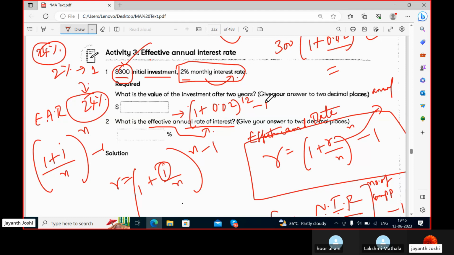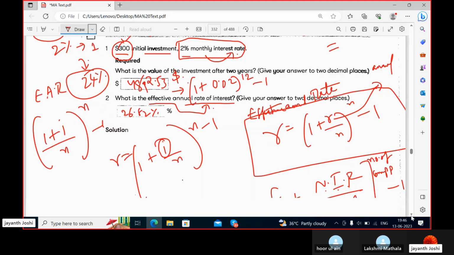0.2682. Into 100, 26.82%, that is. And here the answer? So the first one, 482.53. 482.53, yes, that's correct. Okay. Let's move forward.